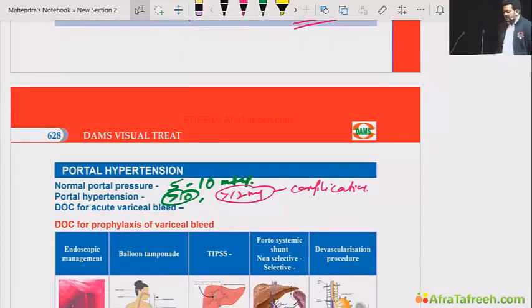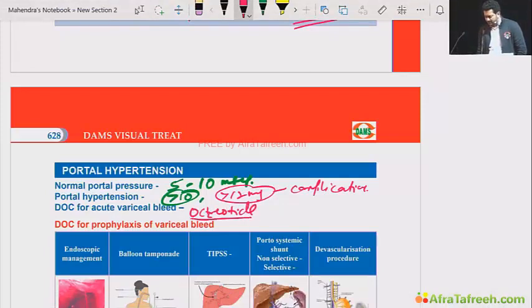So if the patient is having acute variceal bleed, then what is the drug of choice? Octreotide. In few books it is written terlipressin, but octreotide is the drug of choice. And for the prophylaxis, beta blockers, propranolol.